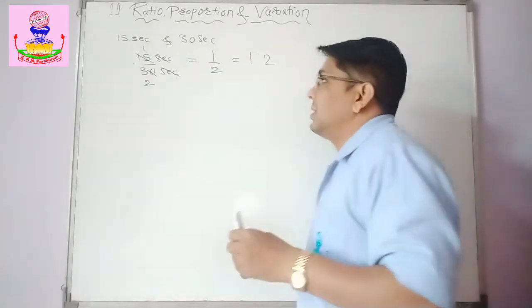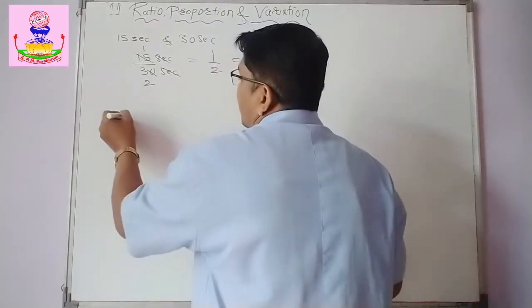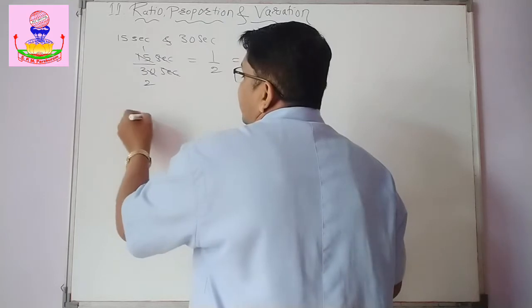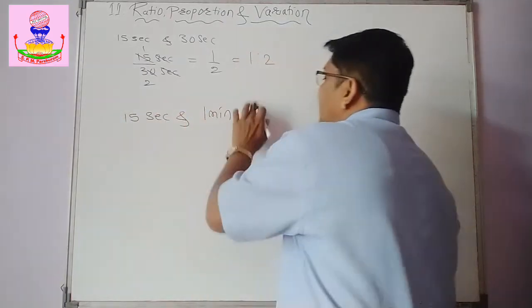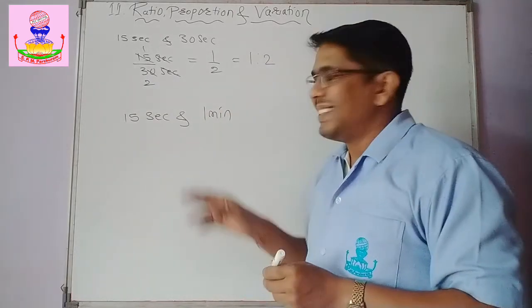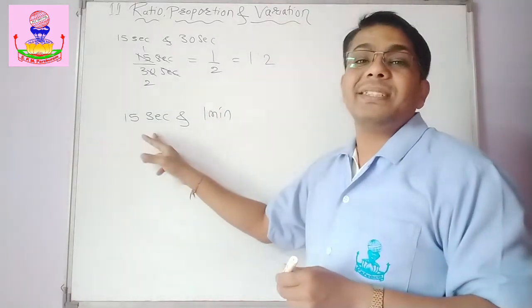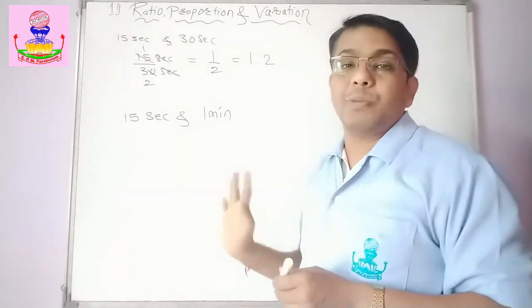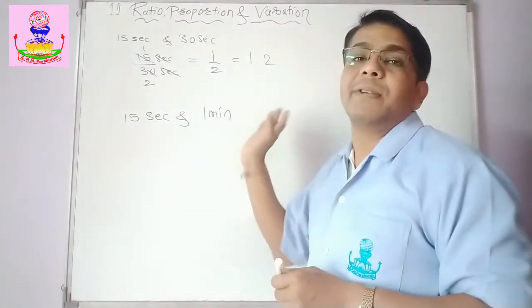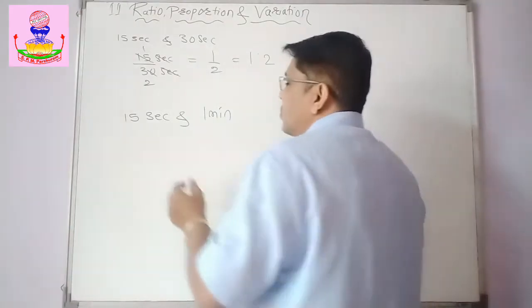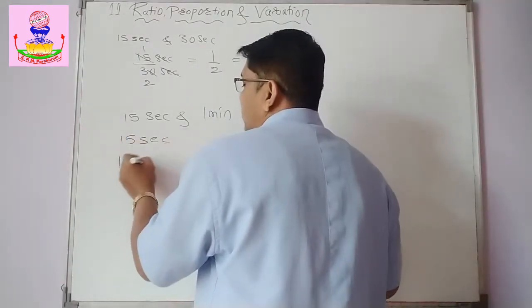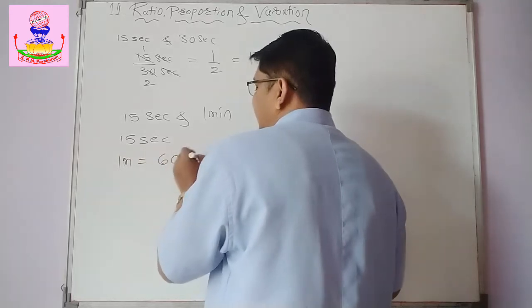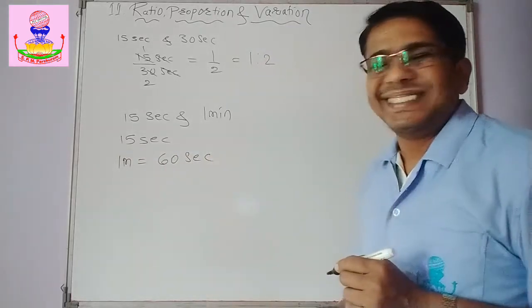For another example, suppose I have got 15 seconds and 1 minute. Now here it is minutes, here it is seconds. So either of them has to be converted, either convert seconds to minutes or convert minutes to seconds. It is easy to convert minutes to seconds. So 1 minute is equal to how many seconds? Yes, exactly, 60 seconds. Right?